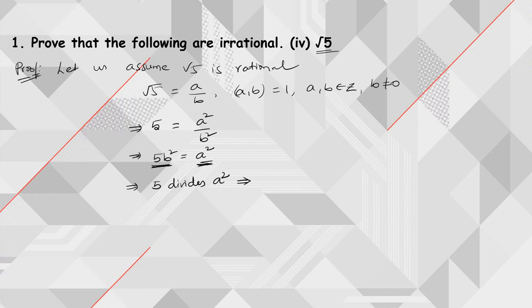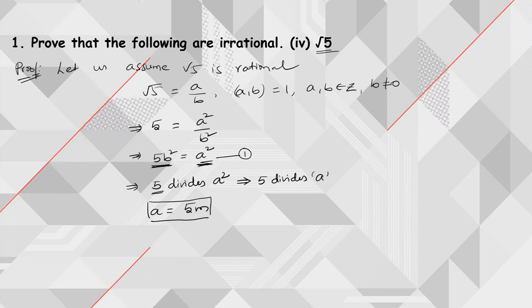So when 5 divides a square, then 5 divides a, because 5 is a prime number, right? So we are following that theorem. So 5 divides a square means 5 divides a. So when 5 divides a, then how can I write a? a is equal to some 5 times m. So let this be equation number 1.